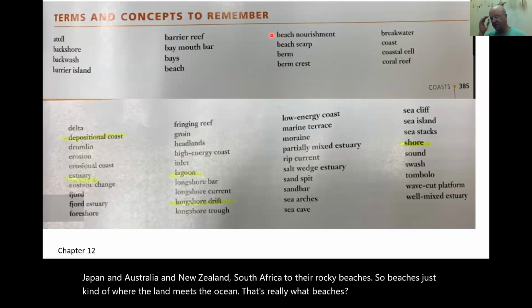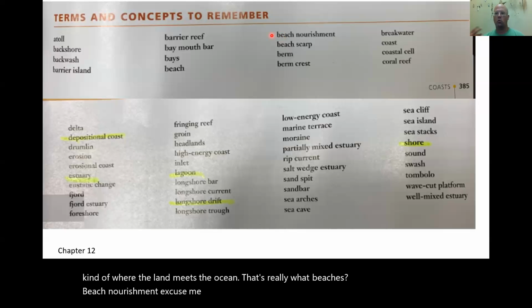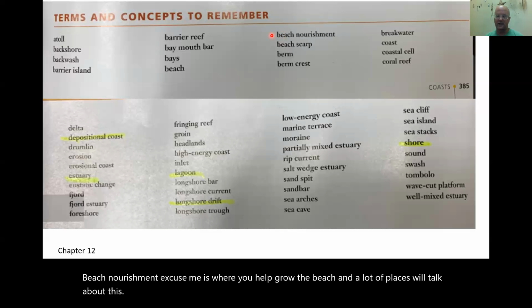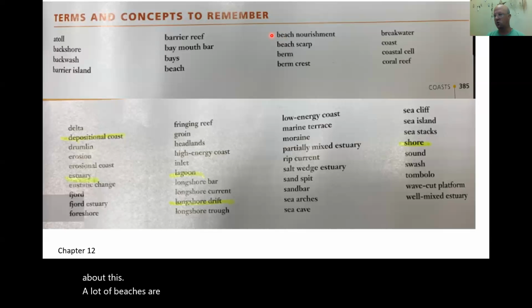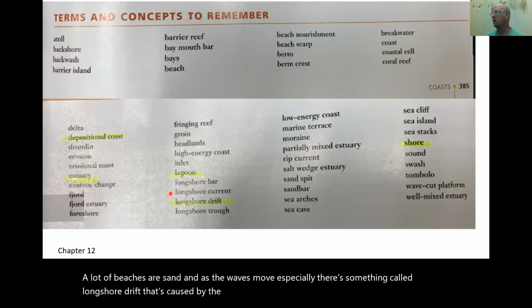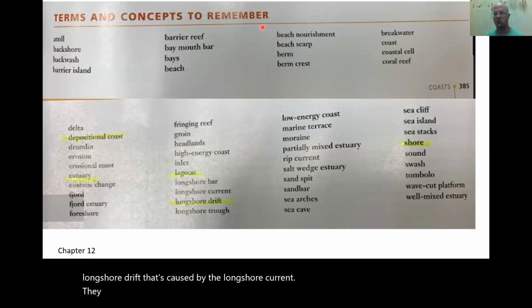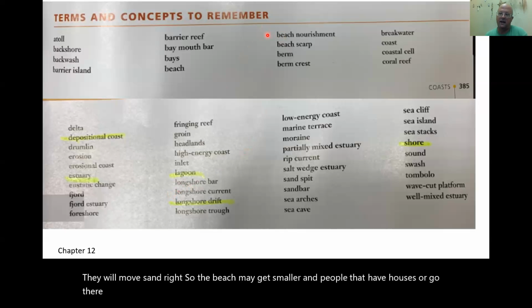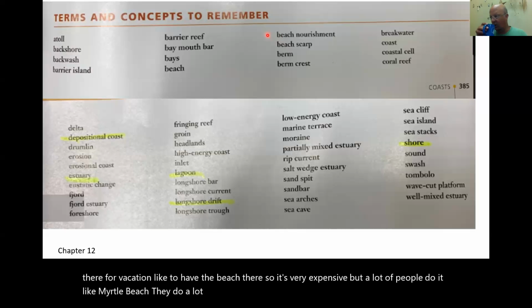Beach nourishment is where you help grow the beach. A lot of beaches are sand, and as the waves move, especially with something called longshore drift, which is caused by the longshore current, they will move sand. So the beach may get smaller, and people that have houses or go there for vacation like to have the beach there. It's very expensive, but a lot of people do it. Like Myrtle Beach, they do a lot of beach renourishment here.